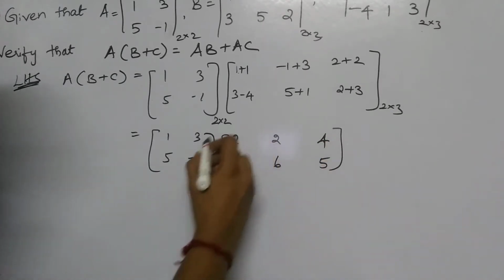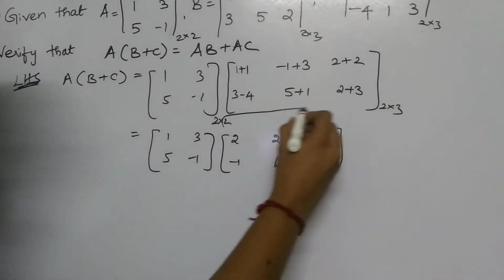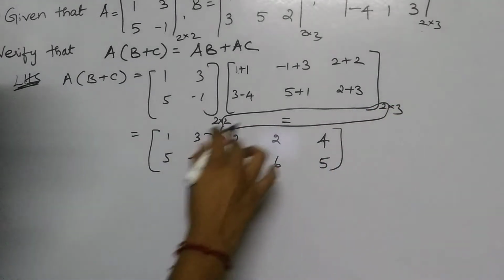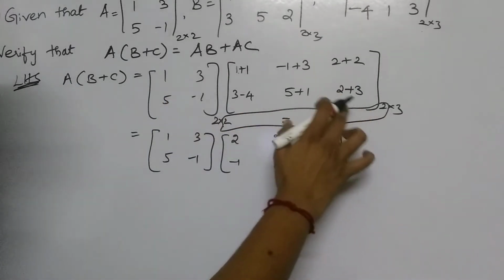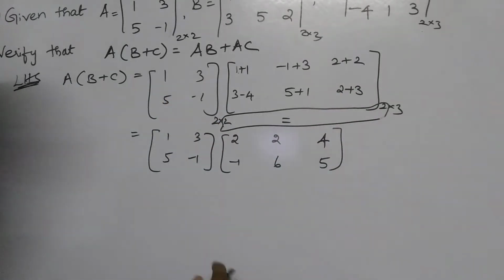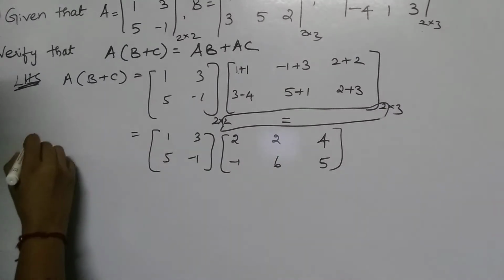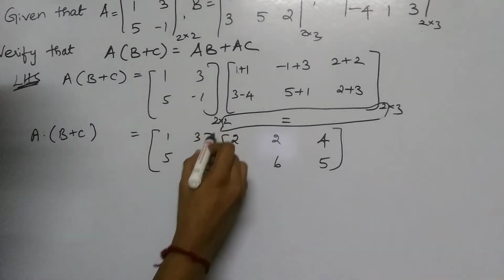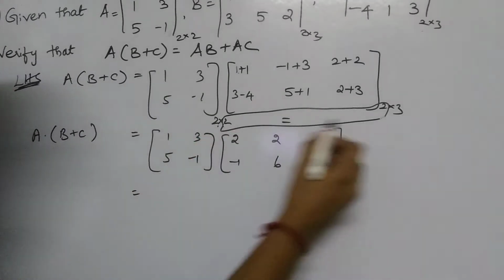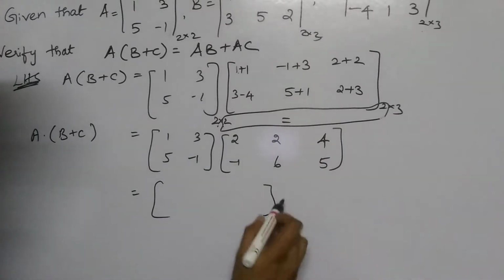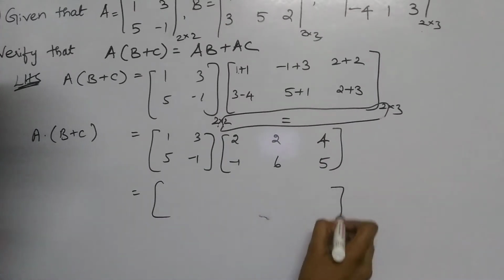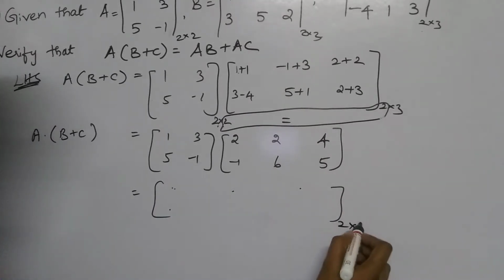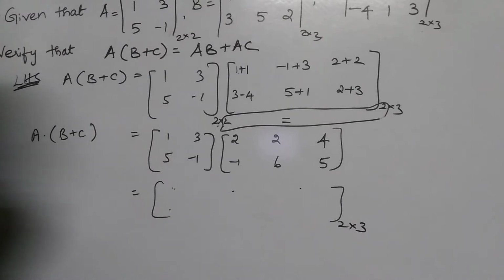So the product here is possible because one of the rows and one of the columns are equal. Here the column and the row both are 2 and 2, equal. So the product is possible. That is A multiplied by B plus C. You can do it. So the resulting matrix will be of order 2 by 3. That means 2 rows and 3 columns. The resulting will be of order 2 by 3.